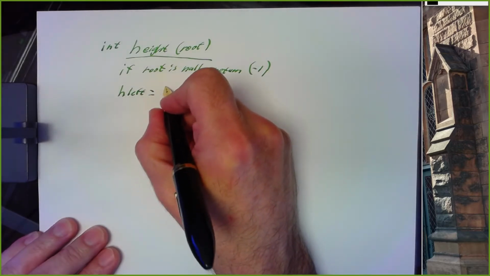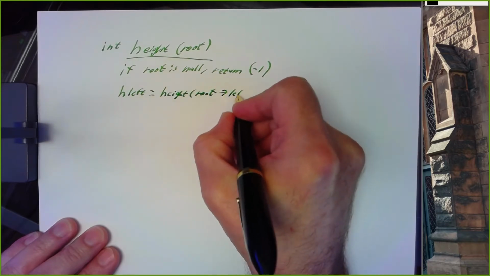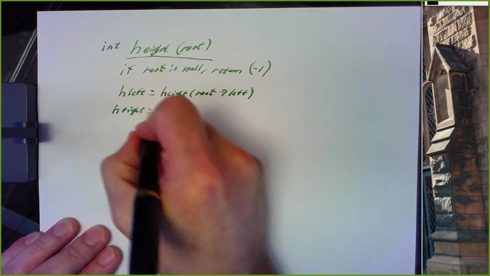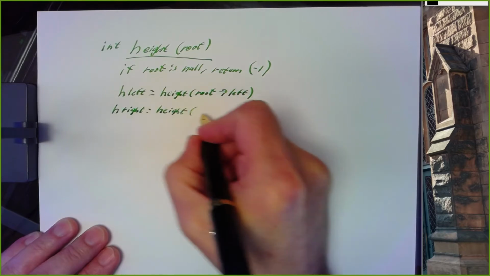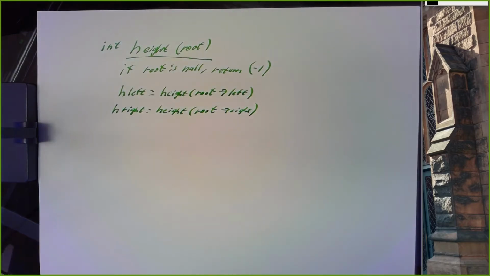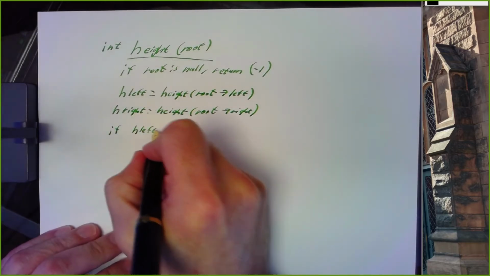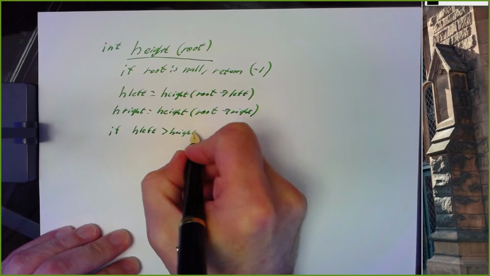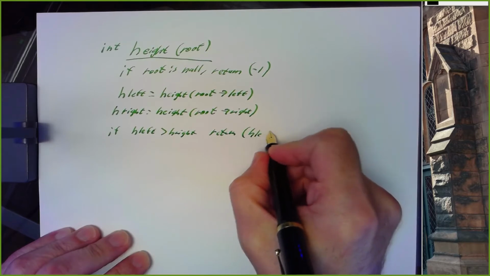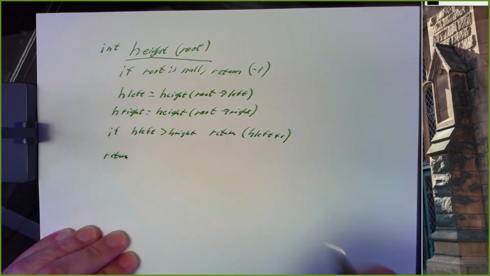So hLeft equals height of root arrow left, and hRight equals the height of root arrow right. So that gives you the height of the left and right subtrees. If the left tree is higher, then return its height + 1. Otherwise, return the height of the right subtree + 1.